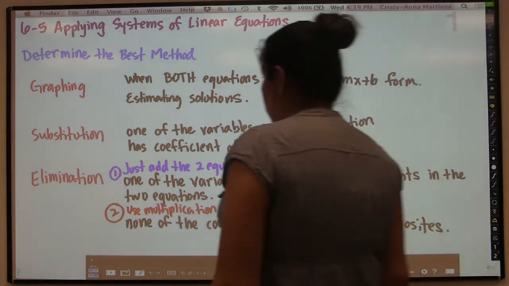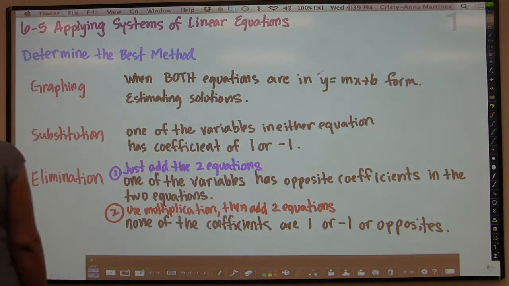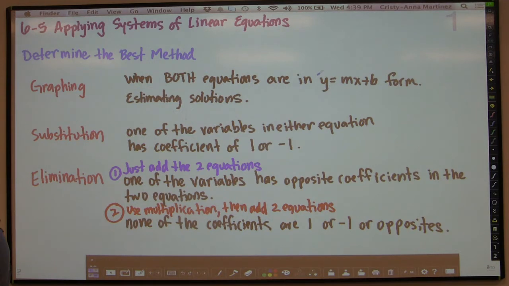Obviously, in the past 4 sections we've been dealing with the 3 different methods of solving a system of equations. We have a method for graphing, substitution, and elimination. And so today one of the first things we're going to be working on is trying to determine which of the 3 methods is the best method to actually solve a system, and that kind of depends on how the system is set up. So here we have some general guidelines.